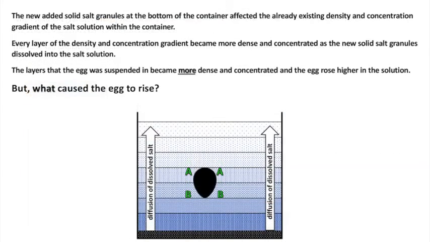The newly added solid salt granules at the bottom of the container affected the already existing density and concentration gradient of the salt solution within the container. Every layer of the density and concentration gradient became more dense and concentrated as the new solid salt granules dissolved into the salt solution. The layers that the egg was suspended in became more dense and concentrated, and the egg rose higher in the solution. But what caused the egg to rise?